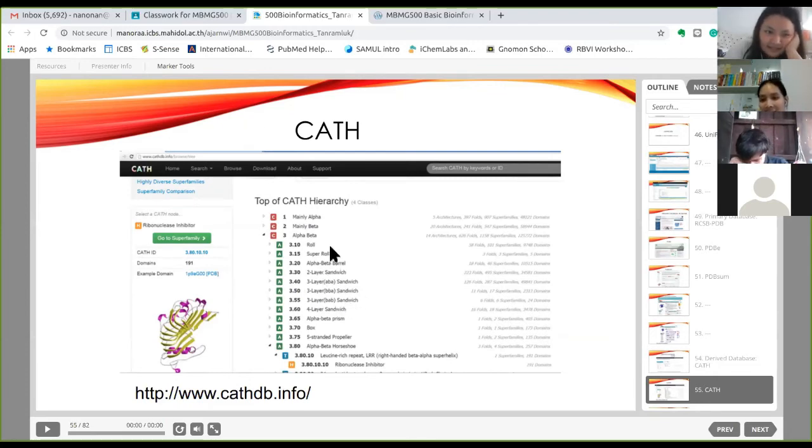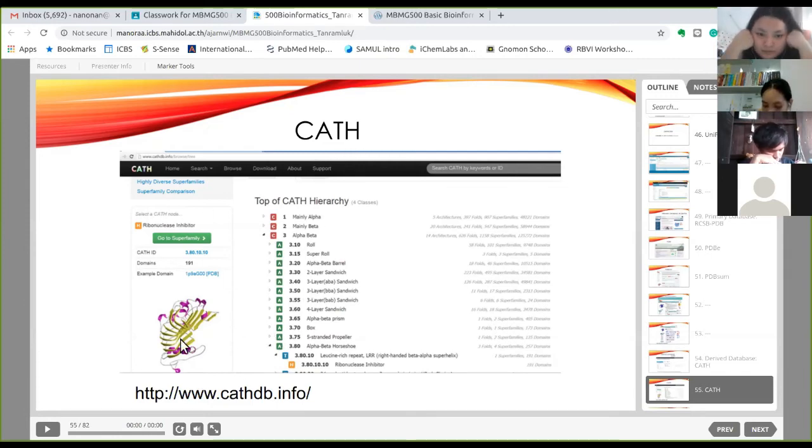See? So it asks first how many beta, if it has mainly alpha, if it has mainly beta, and then what it looks like. So in the second level, if it's a 3-layer sandwich, 3.40. And then it comes to, does it have a leucine repeat or something that's called topology? And then after topology, it will come to the homologous superfamily, or homologs of the proteins that are similar to others. So it has class, architecture, topology, homologous superfamily.